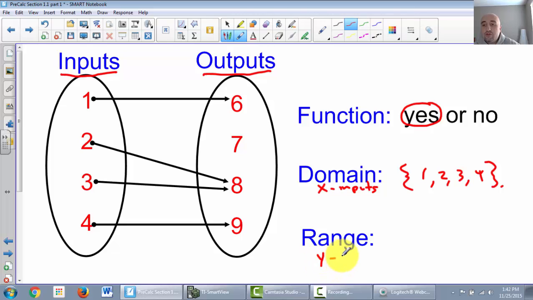Range are all your y values or your outputs. Okay, so what are my outputs? What numbers did I get out of the machine? Now 6, 7, 8, 9 are here, but which ones actually have an arrow? The 6, the 8, and the 9. You don't have to list 8 twice. It's just 6, 8, and 9. So there is the range of my function.